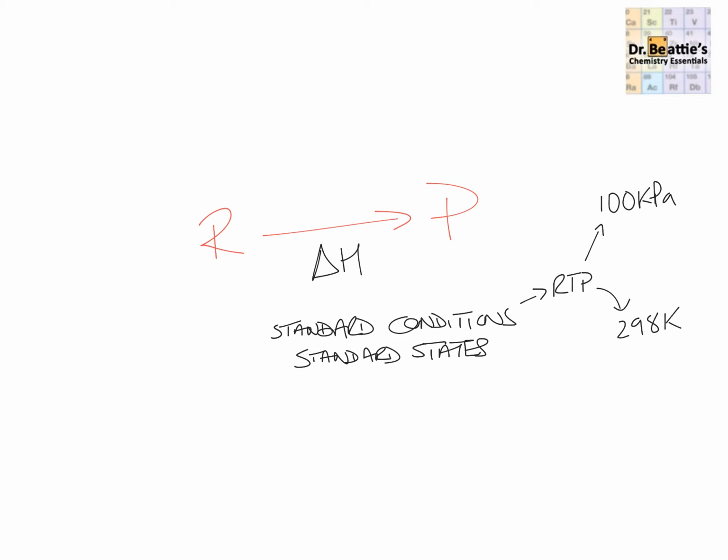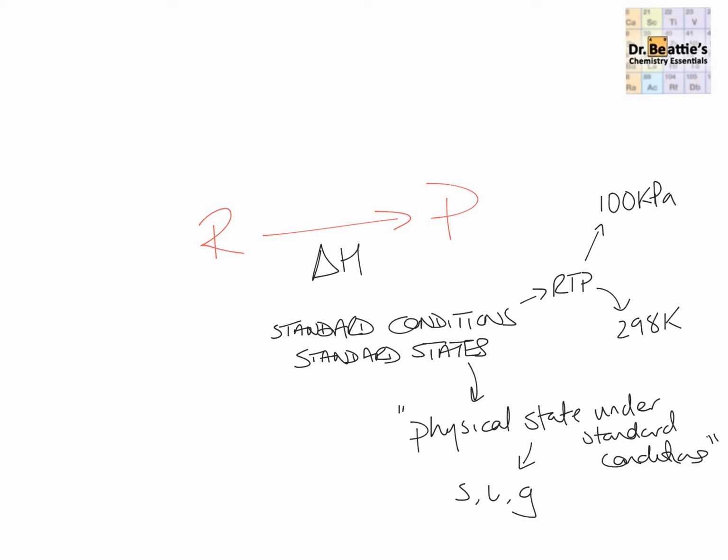And standard states just means whatever the chemical species is, is it solid, liquid or gas at this room temperature and pressure, this 100 kilopascals and 298 Kelvin. And if both standard conditions and standard states are met, then we can designate the measurements and the enthalpy change with this symbol here.